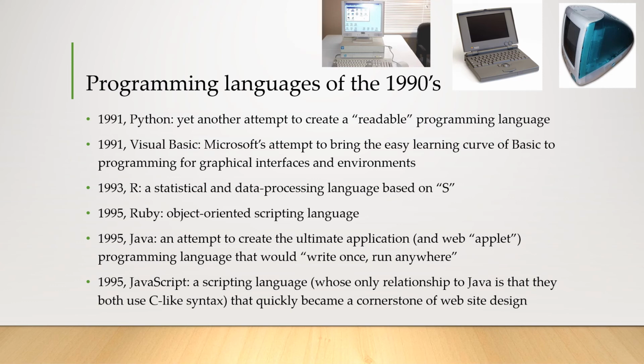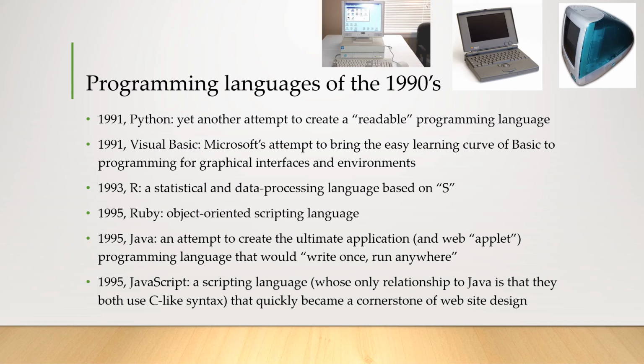The 1990s saw an explosion of new programming languages. Python and Visual Basic were both attempts to create readable programming languages. R was an open sourcing of an old statistics and data processing language called S. This is something you'll find very common in computing, that we like naming our things with jokes. So C++ is a one-level increment from C. Python is actually named after the Monty Python comedy troupe in England. And R is one letter different from S. So there you go.